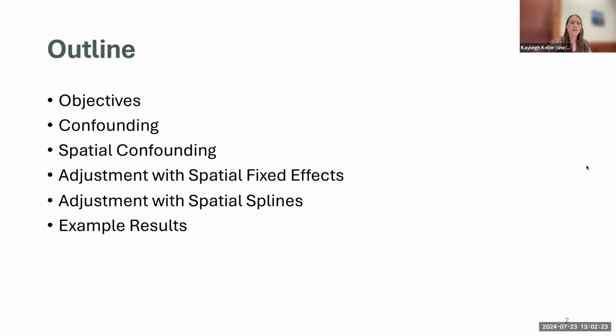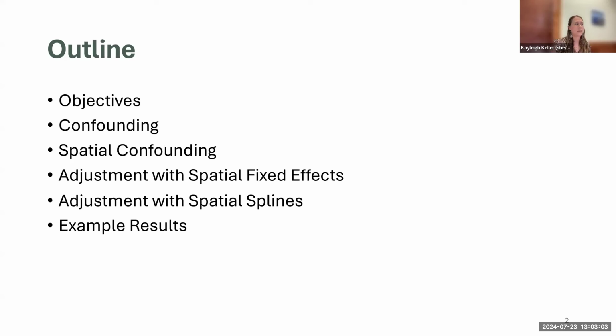To provide a brief outline for my talk today, first I want to briefly mention the objectives, what I hope you can gain out of being part of this webinar. And then I will talk about confounding in general, and then how it plays into spatial confounding. So what happens when we add space to that? And then look at how we can adjust for confounding using spatial fixed effects and spatial splines and some example results from those. So I'll say a little bit throughout about some of the mathematical details in part, some of the coding details in part, but my big picture focus today is going to be on the concepts and why we might do these types of adjustment and the kinds of questions we have to address to implement it in practice.